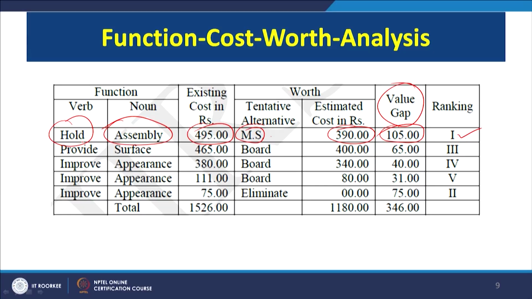Then the bed surface, or the bed top, provides the surface. The current cost is 465. This is a board. We can get that function at 400 rupees and the value gap is 65. Similarly, for the other parts or components of the divan, we can see what the existing cost is, what the tentative alternatives can be, and finally what the value gap is. So we can see that the estimated cost is 1180 rupees and the current cost is 1526.